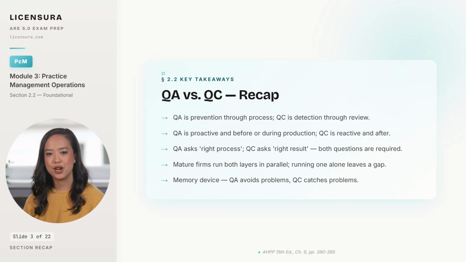Fourth, mature firms run both layers in parallel, rather than choosing one, because QA alone leaves errors escaping through human variability, and QC alone keeps catching the same root causes forever. And fifth, the memory device that survives every exam variant is the letter trick. QA avoids problems, QC catches problems. Avoid versus catch. That is the wall between right answer and wrong answer.